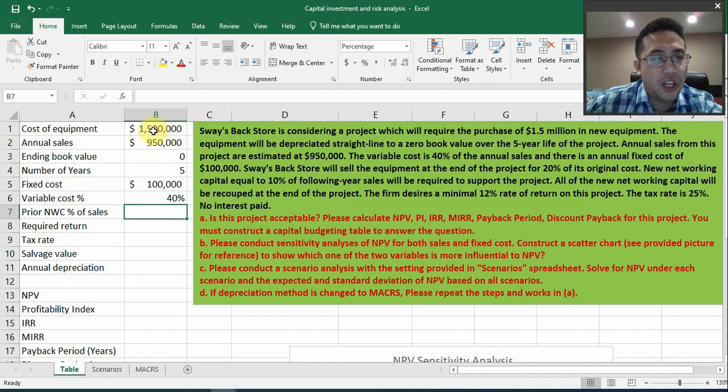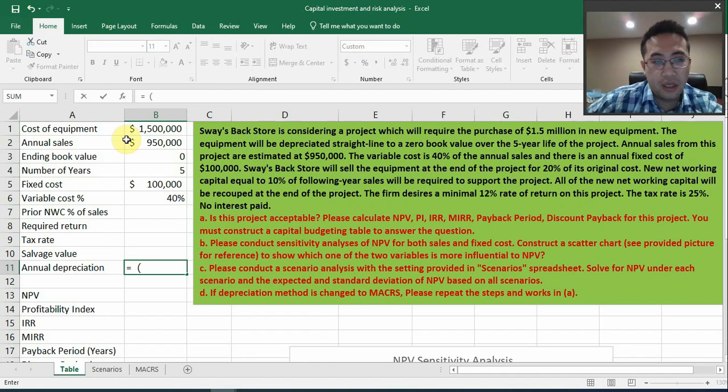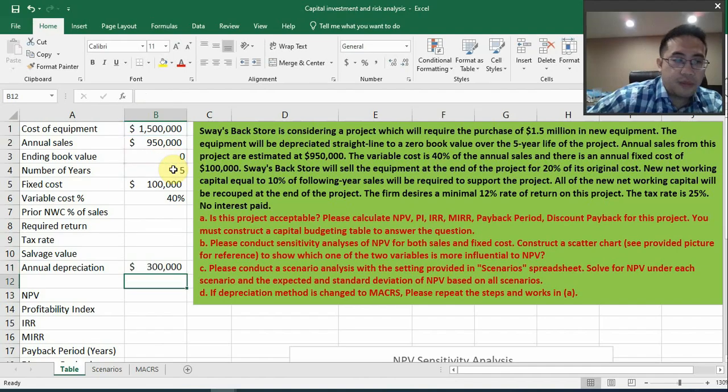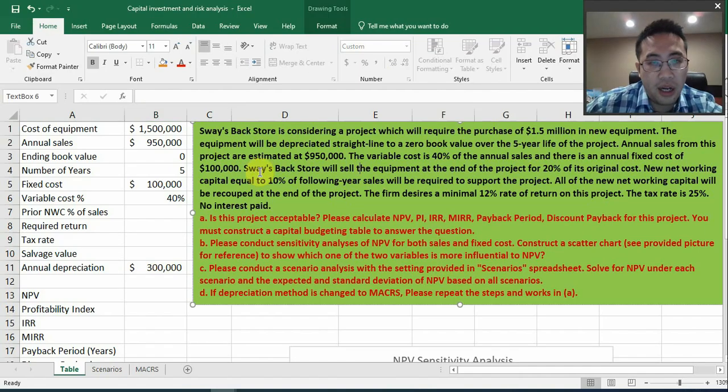And also, as you can see now, you're given the cost of equipment, or the depreciation base. Then you also have a depreciation method, which is straight line, and the ending book value. Based on these 3 numbers, you can calculate the annual depreciation, which is the beginning value minus ending book value divided by the number of years. So each year the machine gets a value deduction of $300,000. That's the depreciation expense of each year. All right, now let's keep reading.